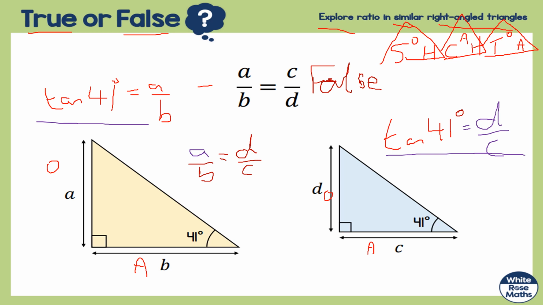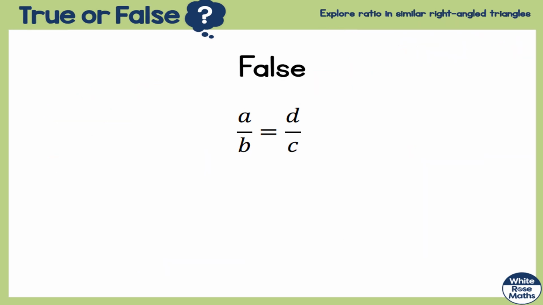So remember SOHCAHTOA. Sine is opposite over hypotenuse, cosine is adjacent over hypotenuse, and tan or tangent is opposite over the adjacent. You always label your sides, and the longest side is always opposite the right angle, what I call the hypotenuse. I label that as capital H, and that's always directly opposite the right angle. So false, A over B is equal to D over C, White Rose Maths answer.